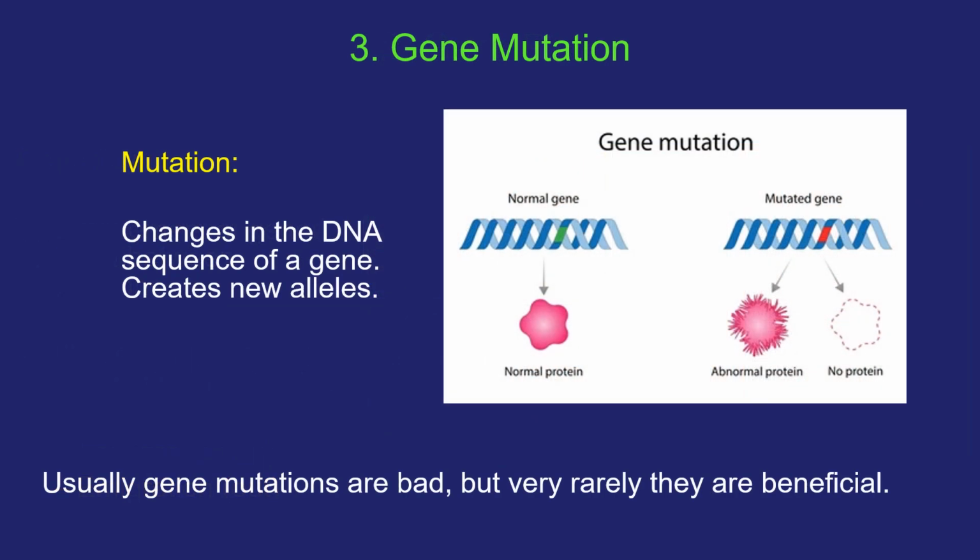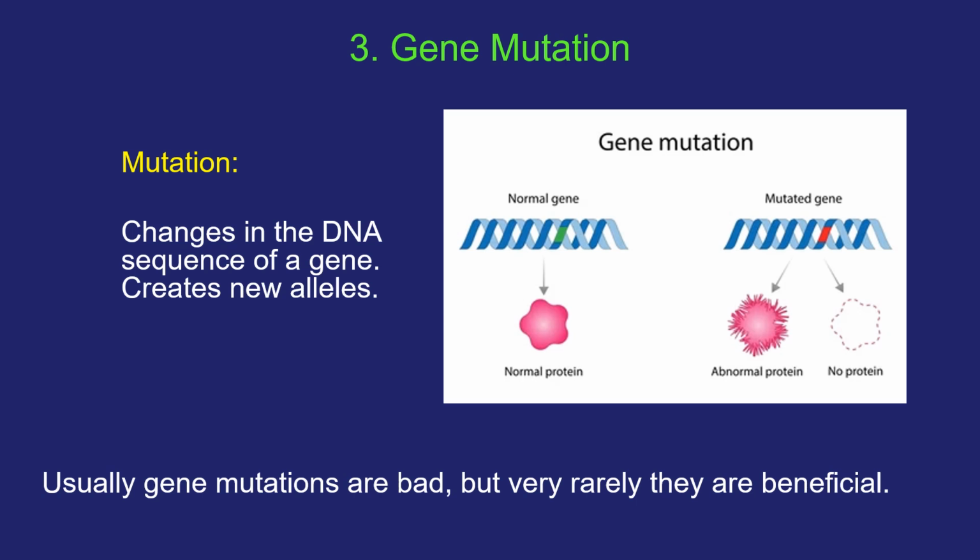Gene mutation. This is a big one here. Again, we're talking about how allele frequencies can change within a population over time. Gene mutations create new versions of genes. They create new alleles. And without mutation, evolution wouldn't happen. These new alleles can be selected for or against by natural selection. And again, that brings about evolution over time. The vast majority of gene mutations are bad, but very rarely they might be helpful.